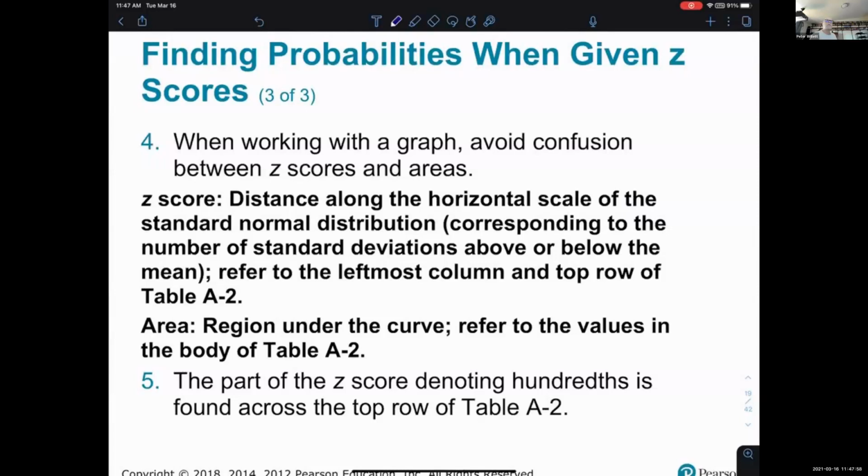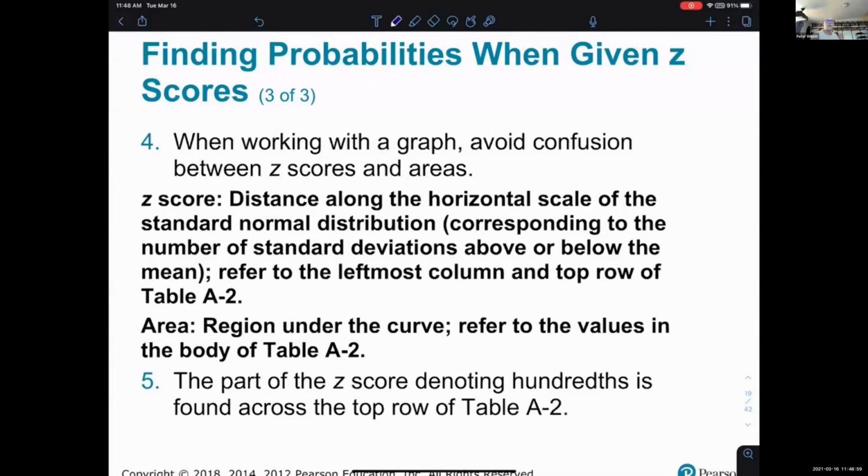Now it does say when working with a graph, avoid the confusion between a z-score and areas. A z-score is the distance along the horizontal scale of the standard normal distribution, corresponding to the number of standard deviations above or below the mean. If you're still a little shaky on chapter 5, that sentence is probably confusing, but that was the idea of what a z-score is from chapter 5. For example, in the graph we were just looking at, it's normal to have a z-score of 2. But 2 can never be a probability, because all probability values are between 0 and 1 inclusive. The area under a curve will always be a number that never exceeds 1, whereas a z-score could easily exceed 1 or be negative. A probability value will never be negative.